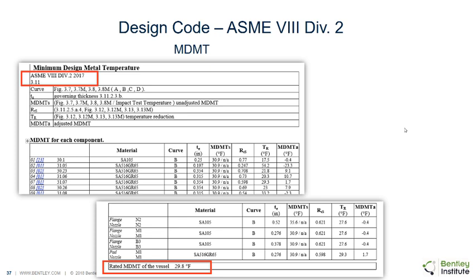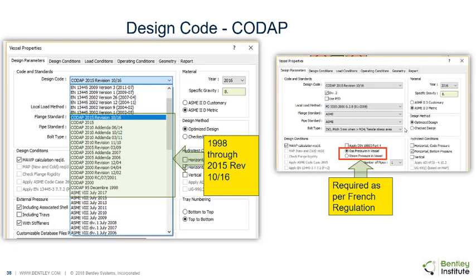MDMT calculations are performed as per Part 3.11 Material Toughness Requirement. The rated MDMT is evaluated at the end of the calculations. Let's look at the French code CODAP. The versions of CODAP maintained are from 1998 through 2015 revision 10/16.